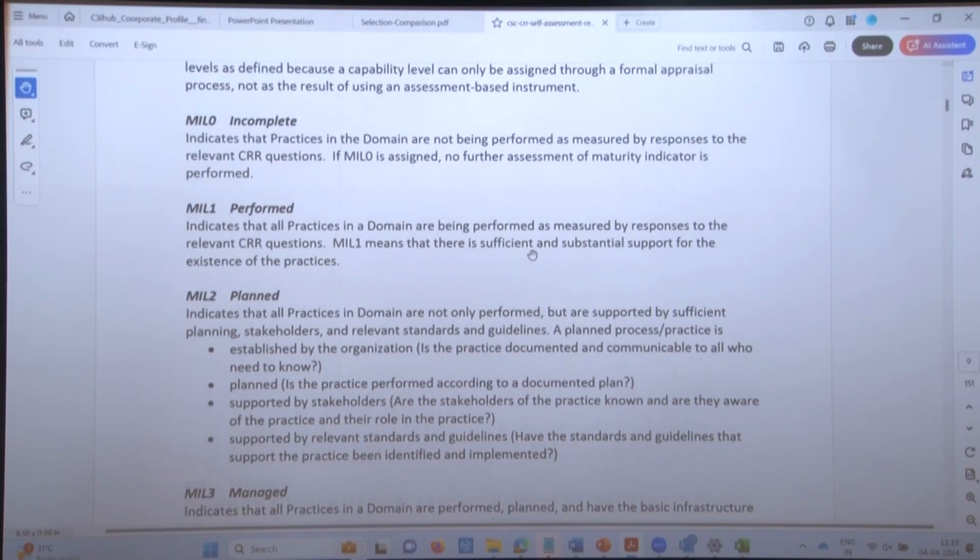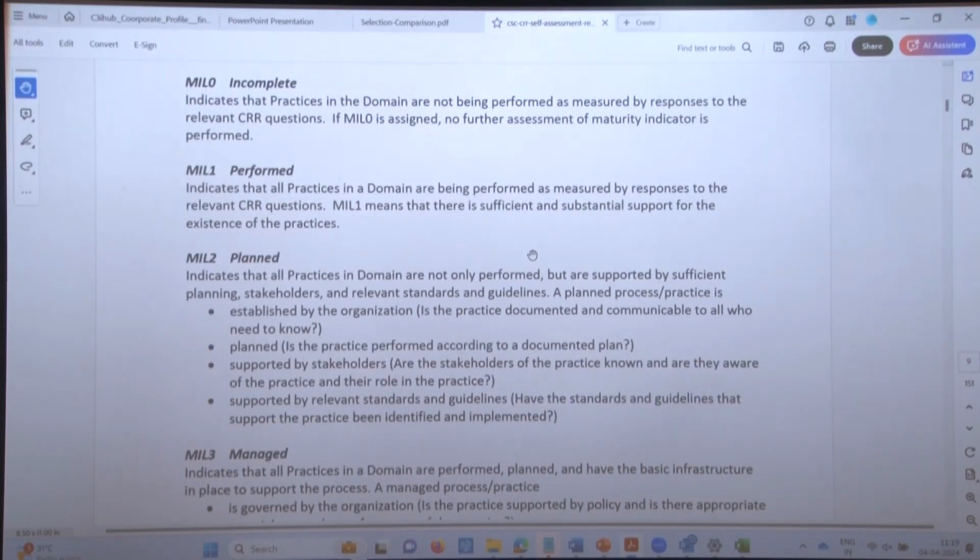There are specific names to remember for what each maturity level indicates. Remember, maturity is about progression in some sense. Higher maturity means I have progressed beyond the previous maturity level. So MIL 0 means incomplete, that is, some goals are not achieved. A domain is considered incomplete if in that domain some goals are not achieved. Now if all goals are achieved in a particular domain, then we say that domain is performed, that is, I am performing the practices as required to achieve the goals.